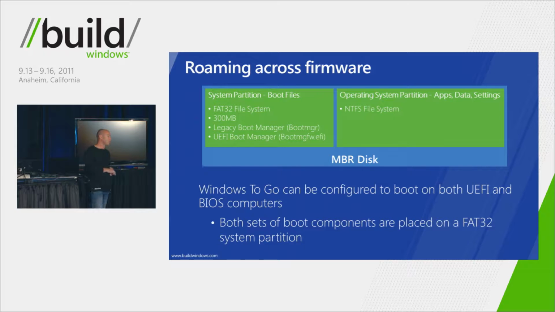One of the things that's new, and it's interesting that we came out with this feature at a time where, for the first time ever, firmware, which has been BIOS for the last 25 years, is finally changing. This is a pretty unremarkable issue for Windows in general. You just get all the new benefits of UEFI. However, for Windows to Go, it's quite a challenging issue that we solved: how do you roam from one firmware type to another?